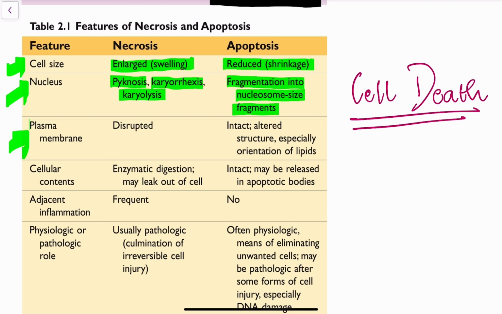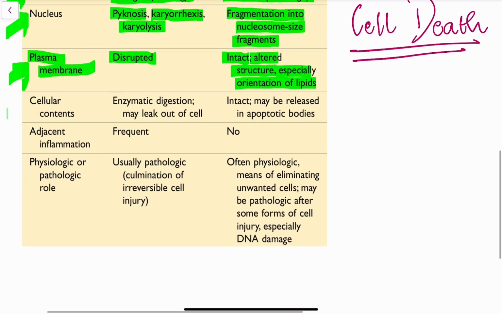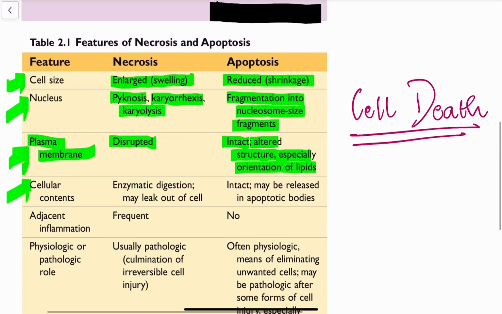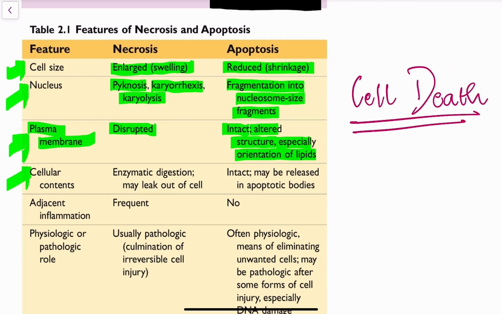Next is the plasma membrane, which in necrosis is disrupted, whereas in apoptosis the plasma membrane is intact. There is only alteration in the structure of the plasma membrane, especially the orientation of the lipids. Next, we'll talk about the cellular content. So, in necrosis, there is enzymatic digestion of the cellular content and they may leak out of the cell. In apoptosis, the cellular contents are intact and they may be released in apoptotic bodies.